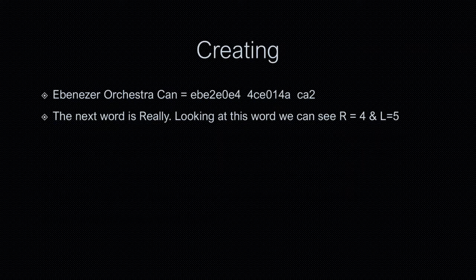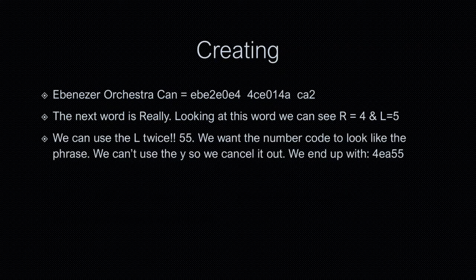Really? Looking at this word, we can see the R is going to equal 4, and the L is going to equal 5, and we can use that L twice, 5, 5, because we want that number code and letter code to look like the word or the phrase. And we can't use the Y, so we cancel it out. We end up with 4EA55.